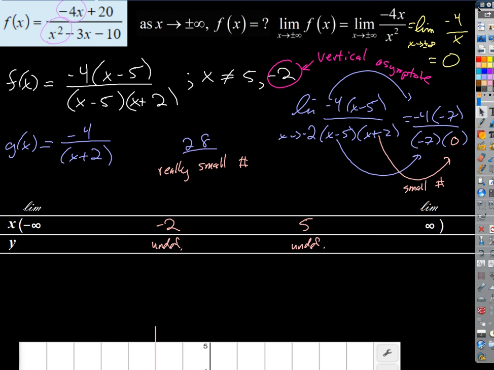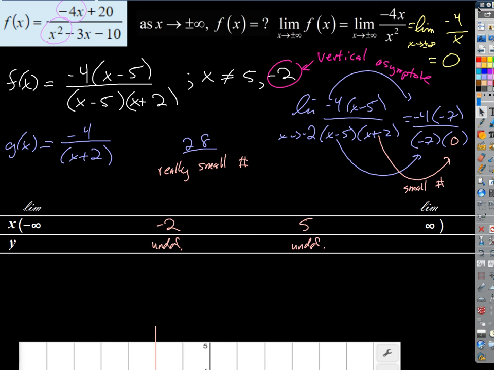-2 is the vertical asymptote. That's the 0 that's a vertical asymptote, and 5 is the 0 that's a hole. Okay, I'll give you, what do you think? When you plug the 5 in, okay, yeah, it's different. It's different. Now look what happened when we canceled the x minus 5 factors.